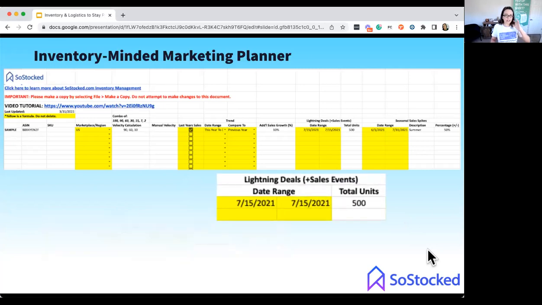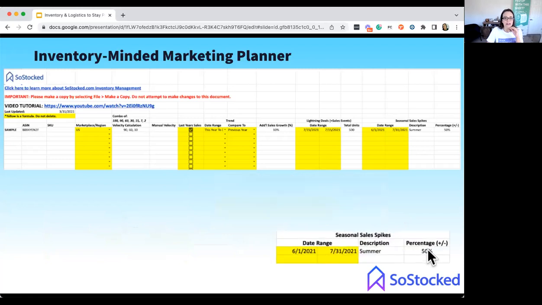Then you have a section for lightning deals and really any sales events. You put a date range and how many total units you think you're going to move in excess of your daily sales velocity. Then of course you have seasonality, which would be a date range, a little bit of a description, maybe it's summer, and the percentage increase or decrease that you think will occur during that time.